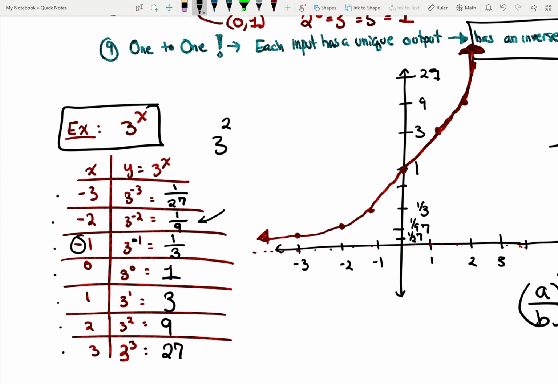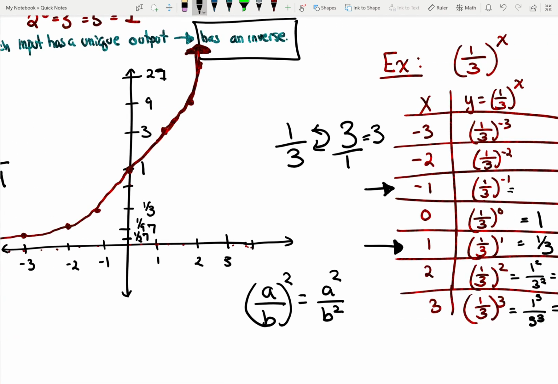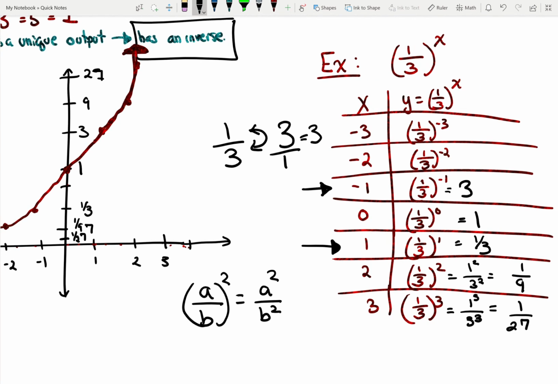3 squared equals 9. But because it's a negative, I put 9 on its head. I put it in the denominator. And for this one, 1 over 3 to the first is just 1 over 3. But because it's a negative exponent, I flip this guy over and he becomes just a 3. So the same concept applies for the rest of them. For minus 2, I take the answer that I have here, which is 1 over 9, and switch my numerator and denominator. So this will equal 9, and therefore this will equal 27.